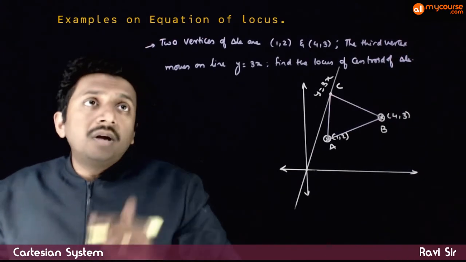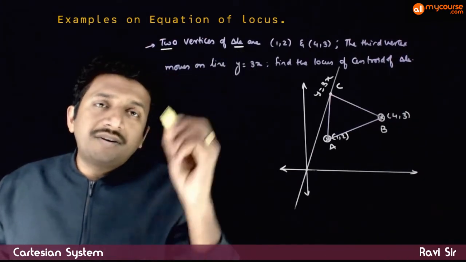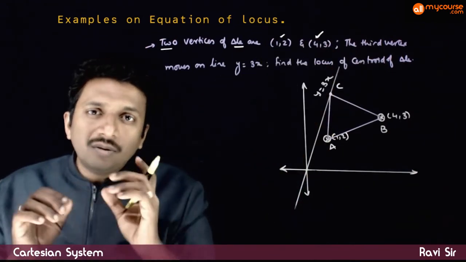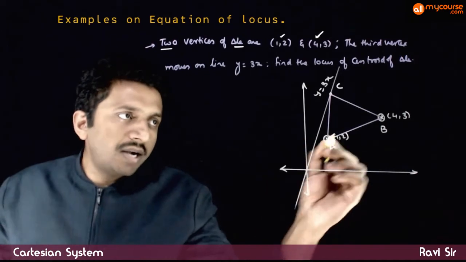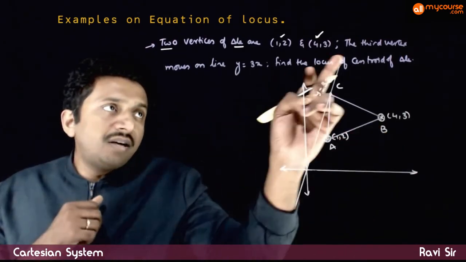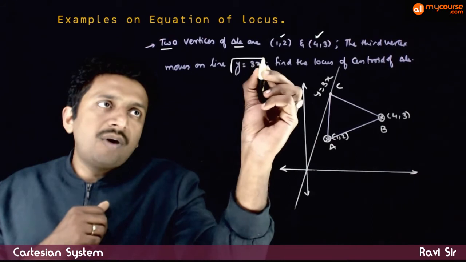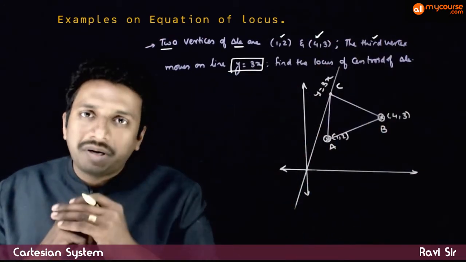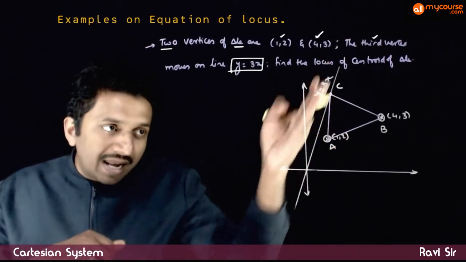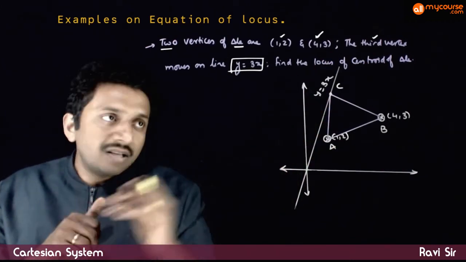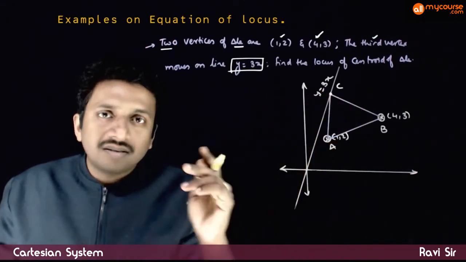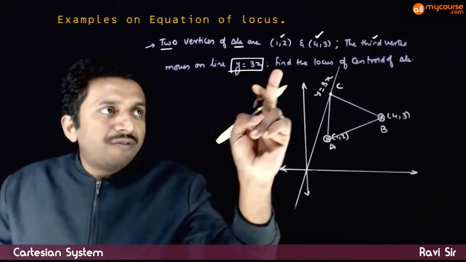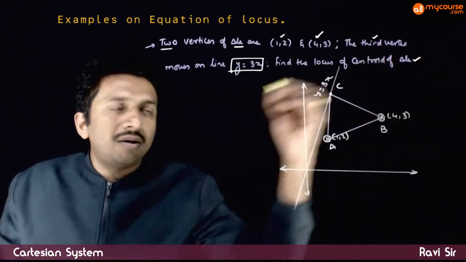In this question, you're given that two vertices of a triangle are 1, 2 and 4, 3. So you have a triangle whose two vertices are fixed at 1, 2 and 4, 3. And the third vertex moves on the line y is equal to 3x. It means the third vertex is a variable point. So let us draw the line y is equal to 3x. C, the third vertex, is a point on this line. Now find the locus of the centroid of the triangle.